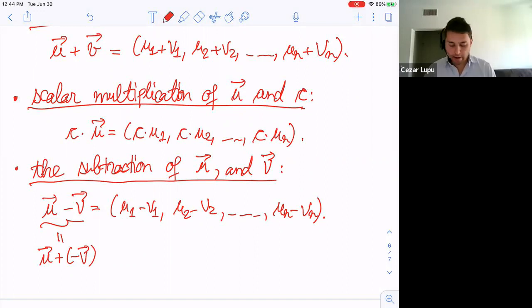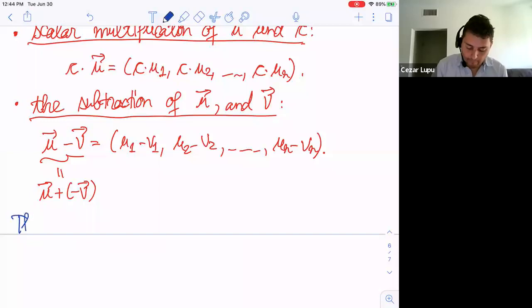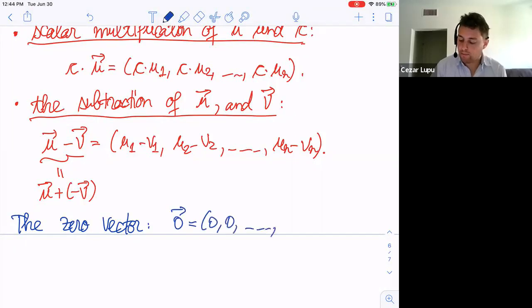And now the zero vector, let me say it as a remark here. So the zero vector has components, as you can imagine, 0, 0, 0. And you can add it with any vector. You can multiply by any scalar and so on. Okay, so these are the operations.